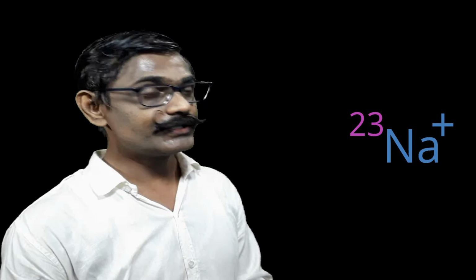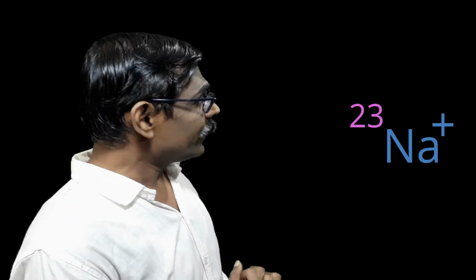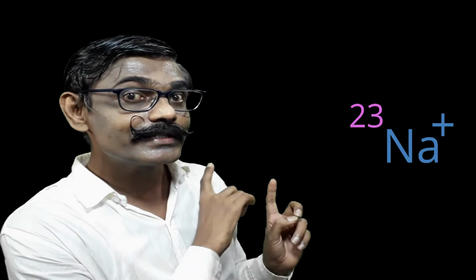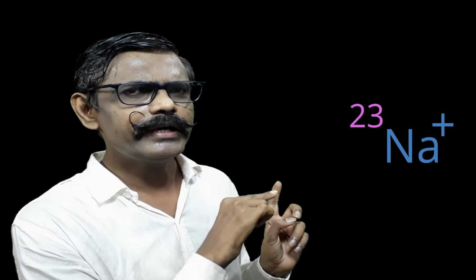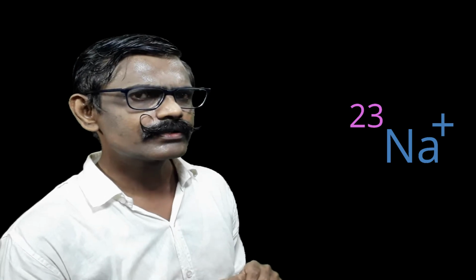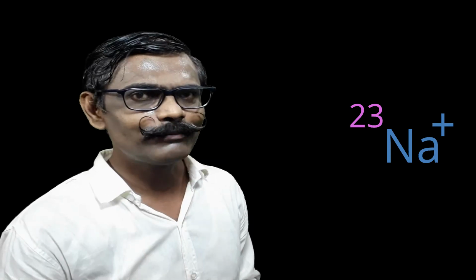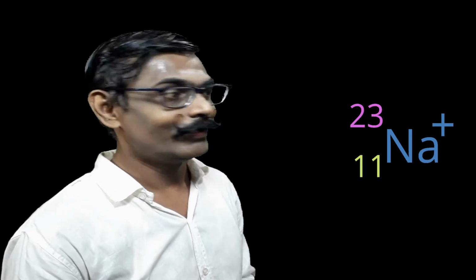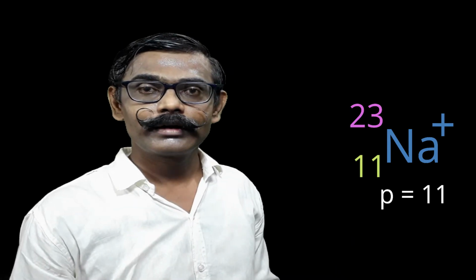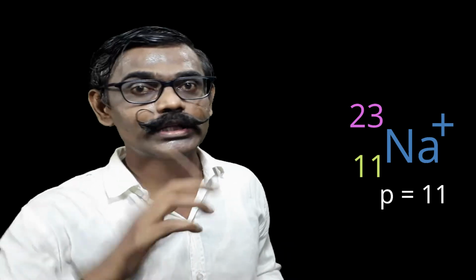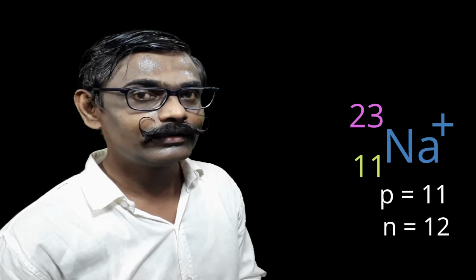But suppose any representation has a charge, meaning if any ion is there, for example Na plus 23, where 23 is the mass number. Now Na, sodium, means its atomic number is fixed. Because of that the name came, because of that the symbol came. So sodium has atomic number, right students? 11. So 11 is the atomic number, meaning the number of protons is 11. And the mass number here is 23, so the number of neutrons will be 23 minus 11.